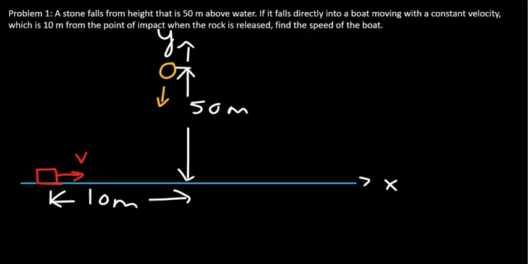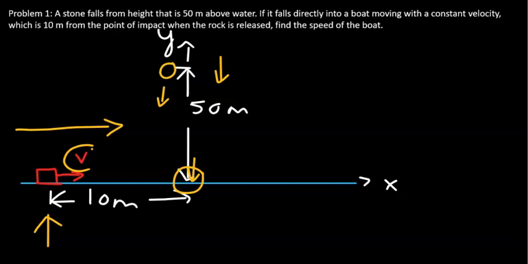So the situation is like this. The boat is moving to the right, and exactly at this point, the rock falls. And by the time the boat gets here, the rock falls into the boat. Of course, the rock or the stone falls from rest, and v is a constant.